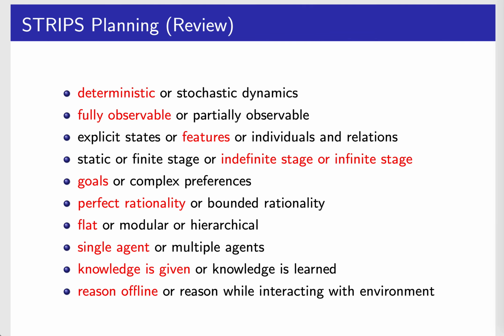Okay, so what we're going to do now is look at these dimensions that we looked at the very start of this class. So we did STRIPS planning, it was deterministic, fully observable, we did features, and we looked at indefinite or infinite stages, and we had goals, right? And so this is the case we're looking at for STRIPS planning, and it was the simplest of all of the other cases. So what we're going to do now is look at this other case.